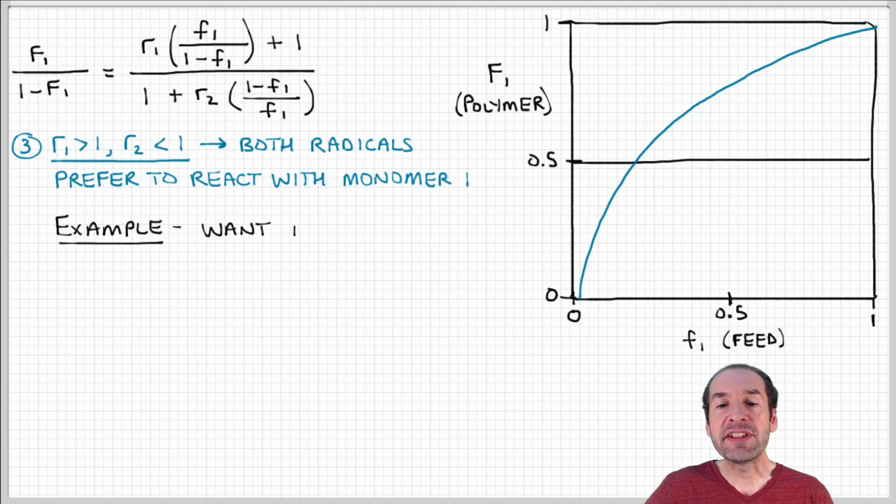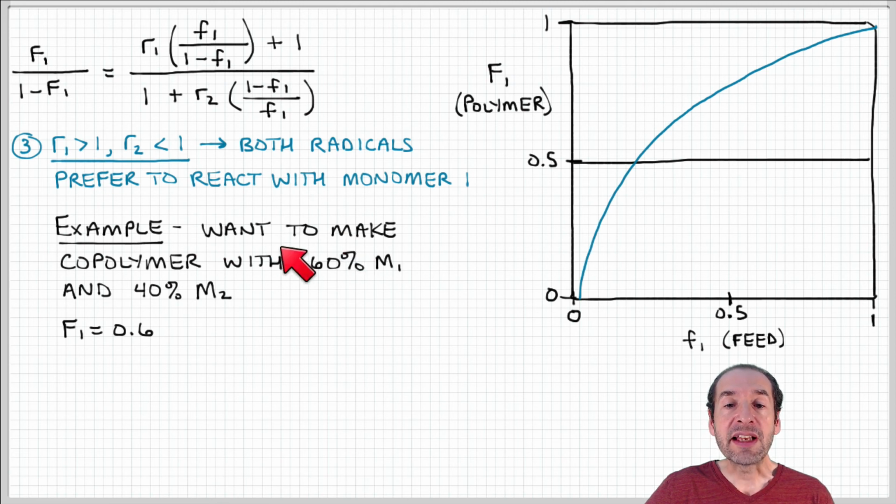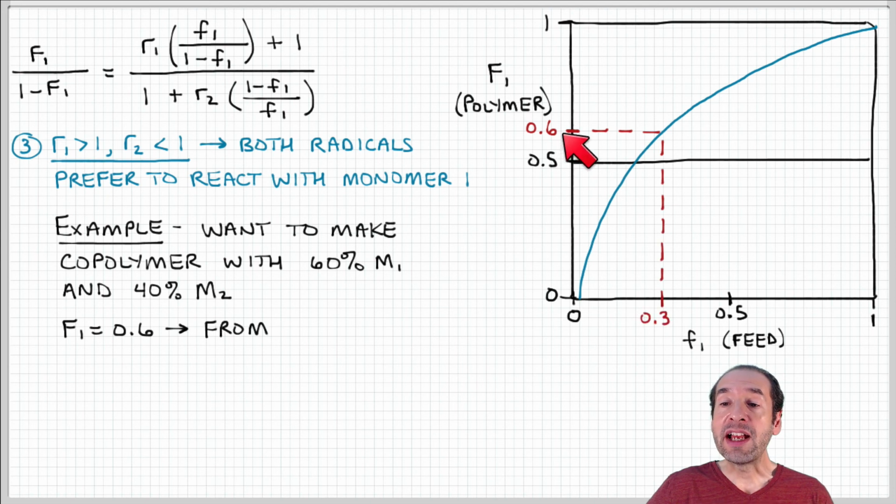So let's think about an example where we want to make some particular composition of monomer 1 in the copolymer. Let's say we want it to be 60% monomer 1 and 40% monomer 2. So how can we use this to get some insights into how we can synthesize this product? We know that we want our fraction of monomer 1 to be 60%, or 0.6. So that corresponds to a point here on the y-axis.